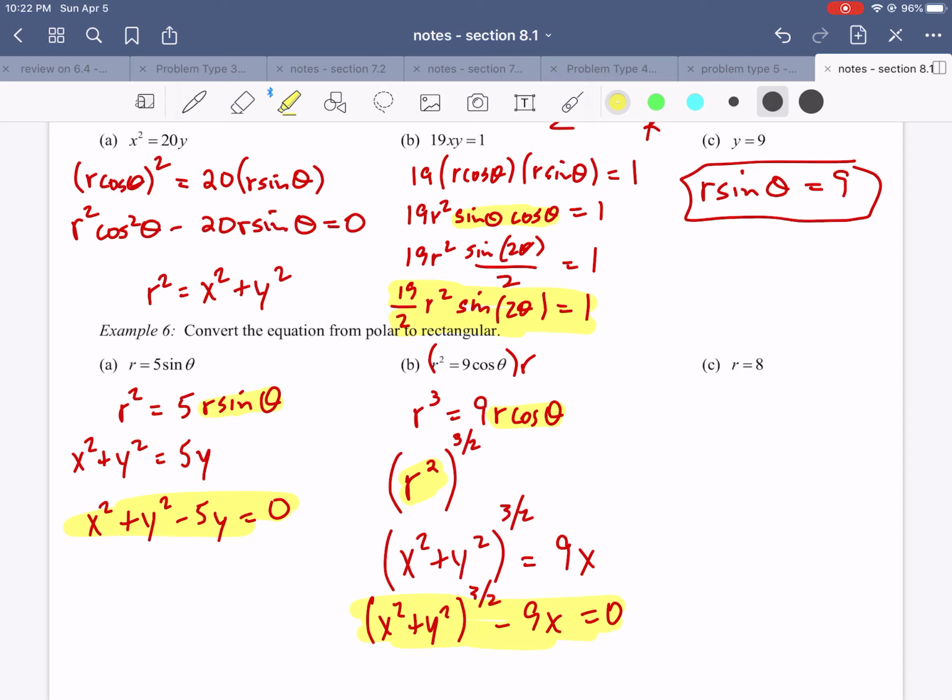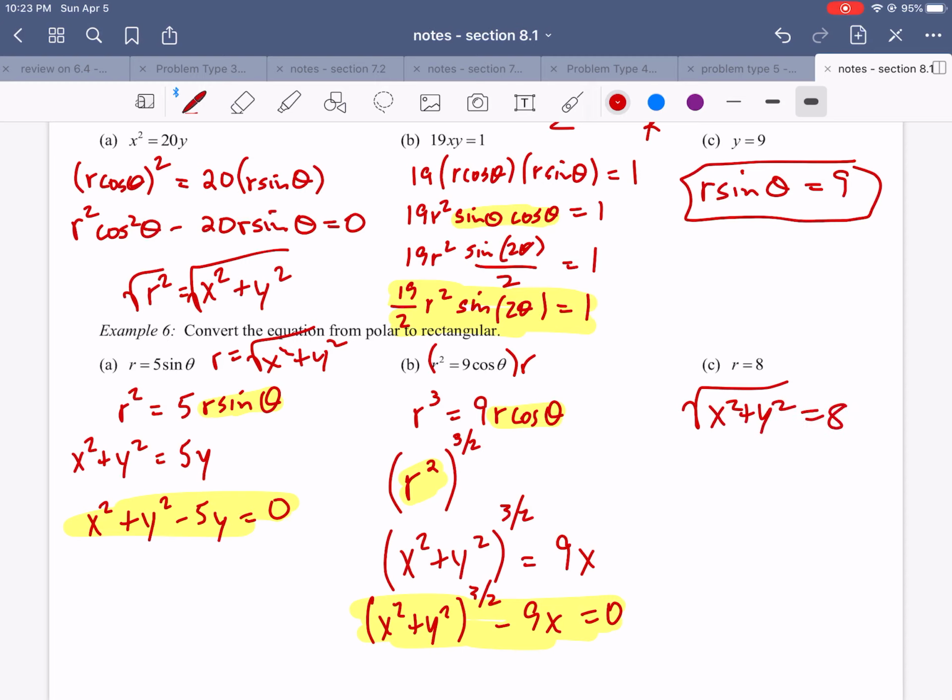Okay, finally, letter C. r is equal to 8. And so what do I know about r? I know that if r squared is equal to x squared plus y squared, that if I take the square root of both sides, I know that r is equal to the square root of x squared plus y squared. And so this is going to say the square root of x squared plus y squared is equal to 8.